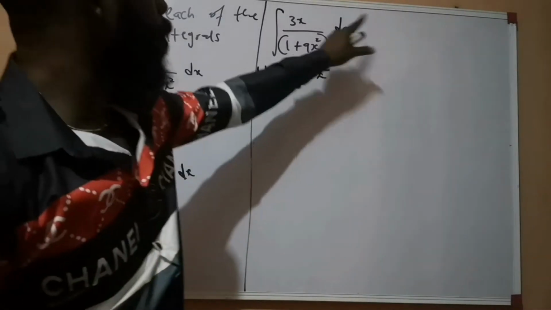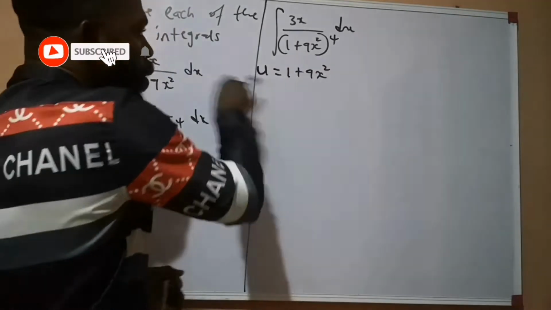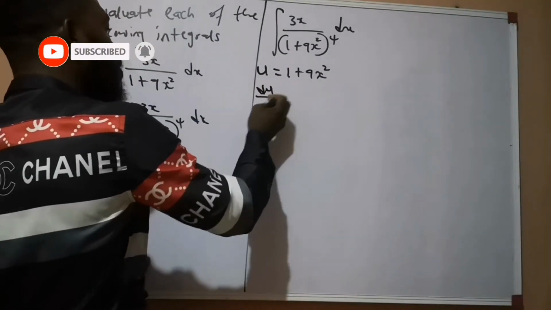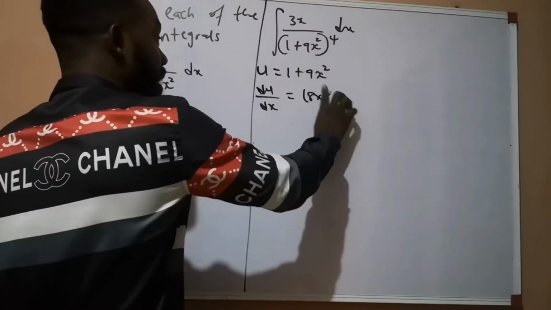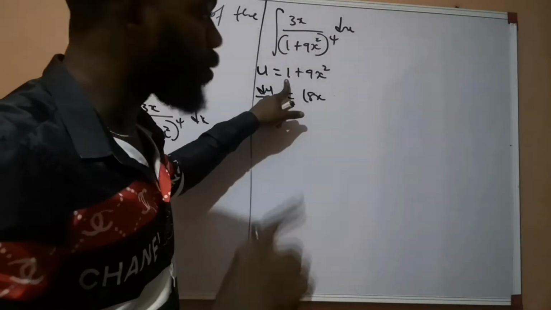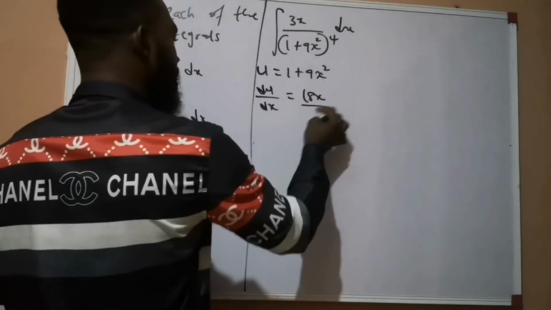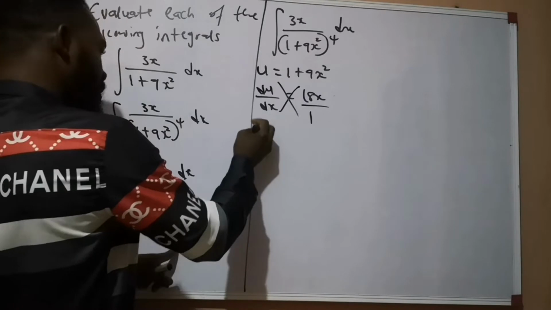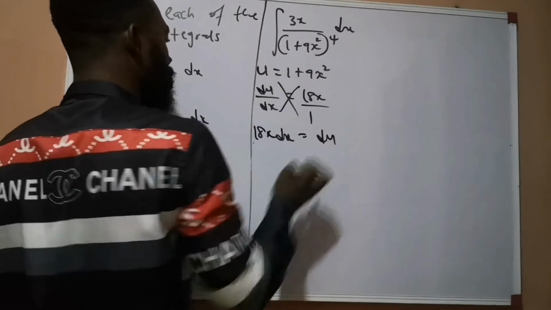Now the next thing for us is to solve for dx. Solving for dx means we are going to differentiate this formula. So here du over dx is equal to 18x. Now how did I get 18x? If I differentiate 1, I'll get 0. If I differentiate 9x squared, I'll get 18x. So what do we do next? Put it over 1 and cross multiply. Now 18x times dx gives us 18x dx, and du times 1 gives us du.